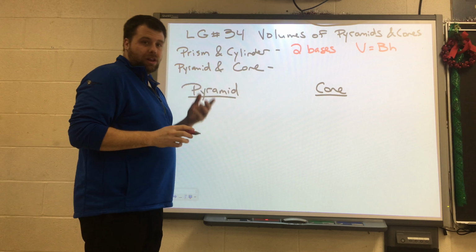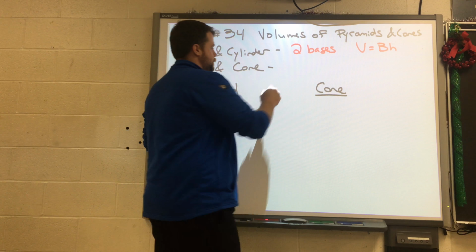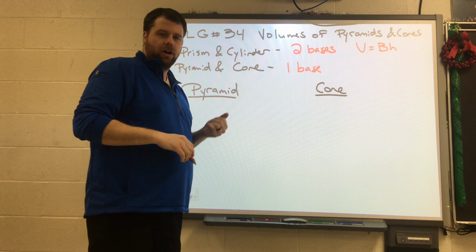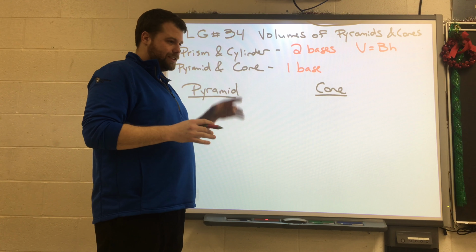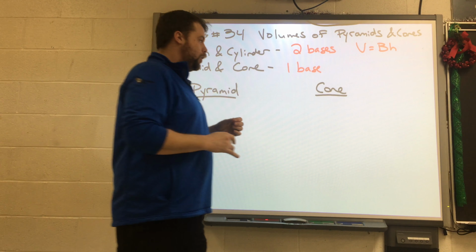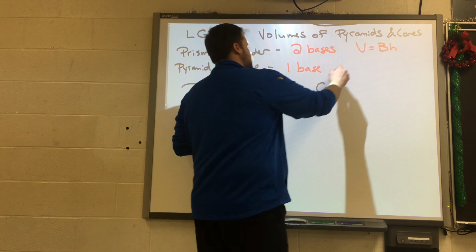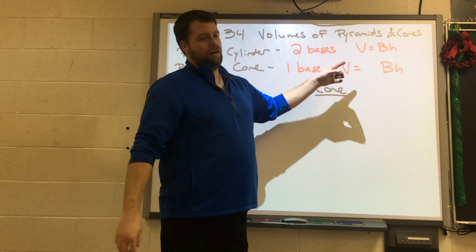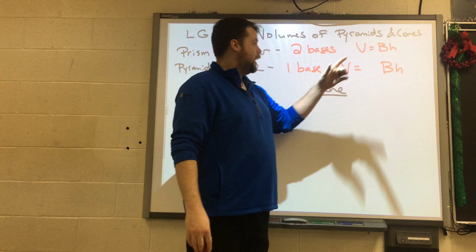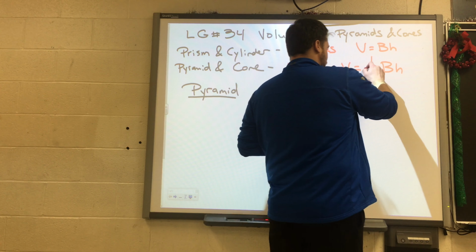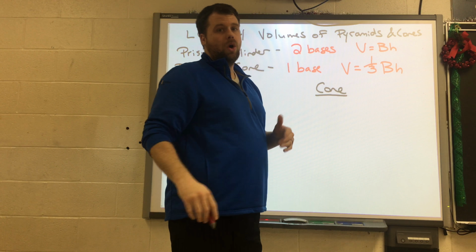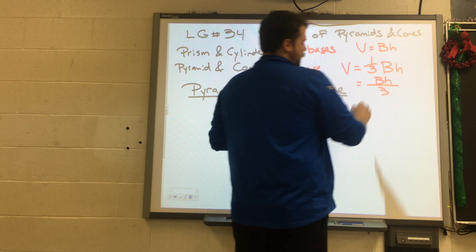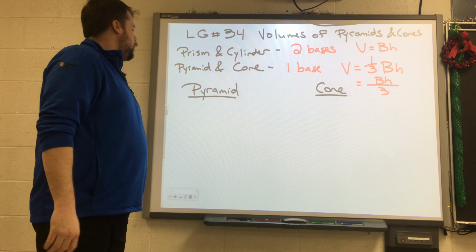Pyramids and cones are alike because they have one base, just something on the bottom, either a polygon or a circle. And then all the other sides go up to one point. Now to find the volume of a pyramid or a cone, we do the same as the volume of a prism or a cylinder, area of the base times the height, and then we multiply by 1/3. Or you could also just divide it by 3. Same concept.